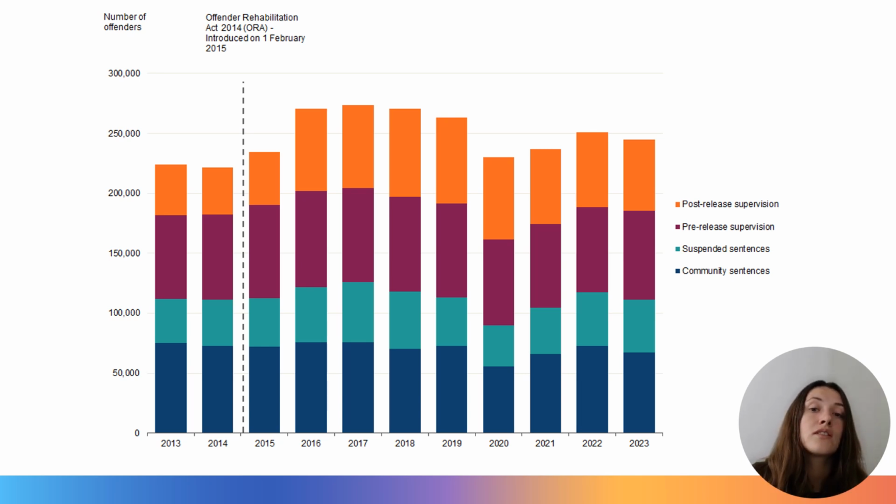Also, the differences across time within the groups is quite difficult to see. So this policy that was introduced, the Offender Rehabilitation Act, was to increase the number of post-release supervisions, but we can't really see if that is the case because of the changes in the numbers of the different groups. So potentially a line graph would be helpful here that we saw in the previous page.